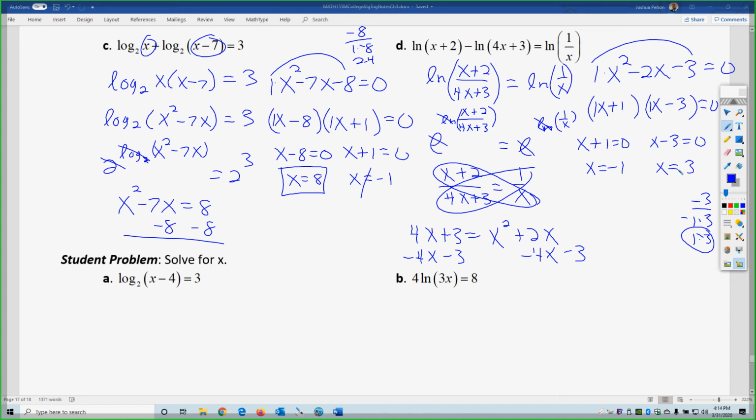Well, x is 3 seems to be fine if you plug it in. But if you plug in negative 1, that's going to give you a negative outcome, and you can't do a negative log, so that's not going to be possible. Okay, pause the video, try the student problems for yourself.